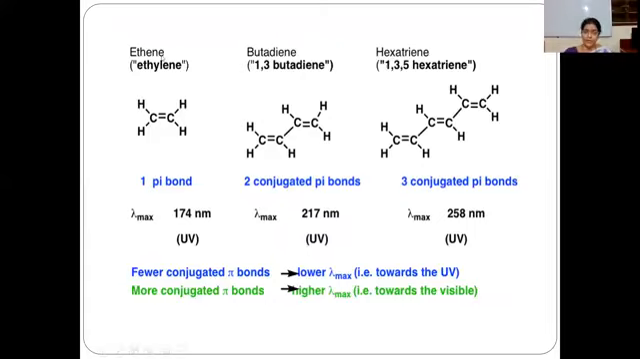These are 3 examples: ethene, butadiene and hexatriene. In ethene, only 1 double bond is present. In 1,3-butadiene, 2 double bonds are conjugated. And in hexatriene, 3 double bonds are conjugated. Ethylene shows absorption at 174 nanometer. For 1,3-butadiene, the value of lambda max is 217 nanometer. And for 1,3,5-hexatriene, the value of lambda max is 258 nanometer. It means as the conjugation increases, the value of lambda max increases.